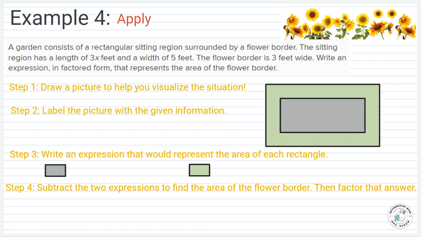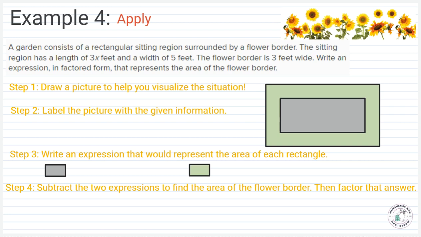On this first one, it says a garden consists of a rectangular sitting region surrounded by a flower border. The sitting region has a length of 3x feet and a width of 5 feet. The flower border is 3 feet wide. We're going to write an expression in factored form that represents the area of the flower border.